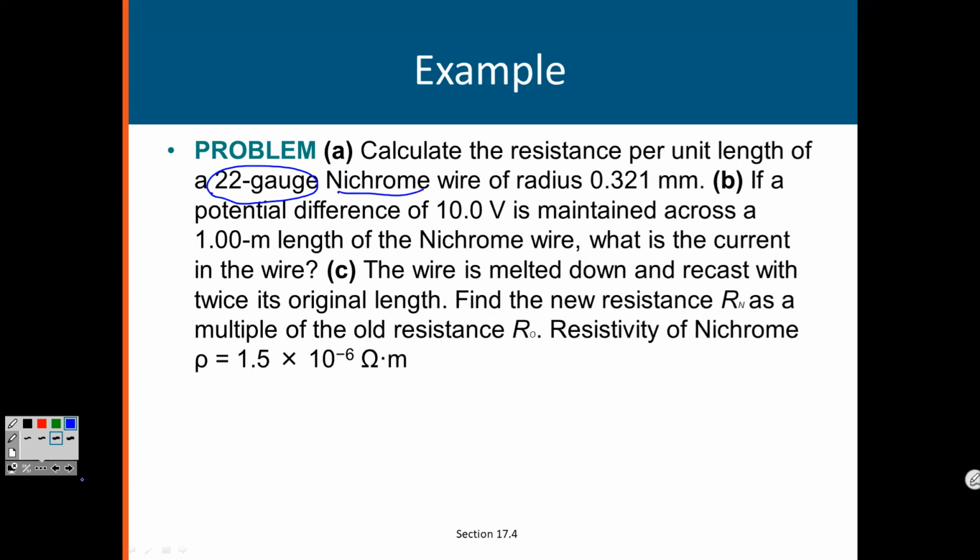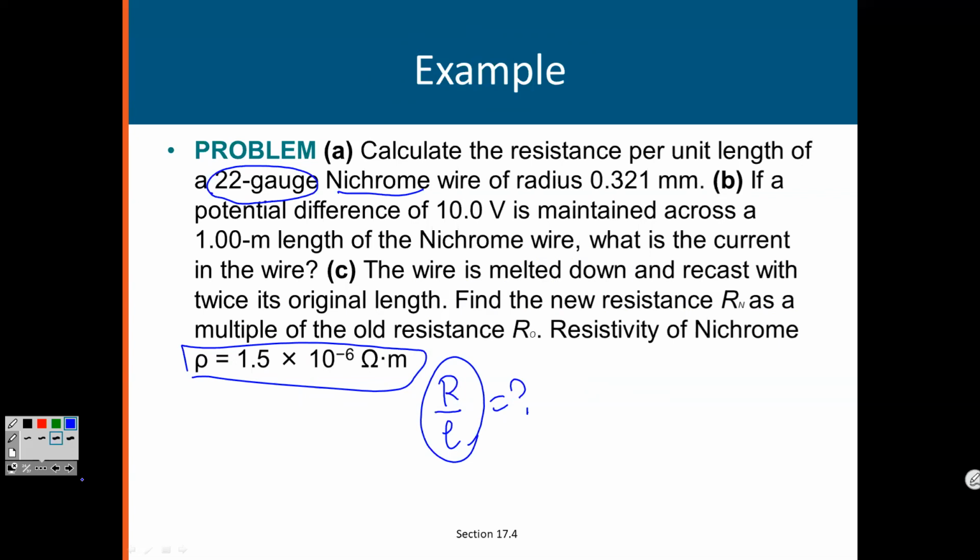Nichrome. Nichrome is a mixture of two metals, I think, maybe nickel and chromium or something. So it's not a pure element, it's a mixture, an alloy. A wire of radius 0.321 millimeter. So we are given what the material is, it's nichrome, and the resistivity of nichrome is given at the end of the question. Part A of the question is to calculate the resistance. Not just resistance, he is saying resistance per unit length. He wants to get this.